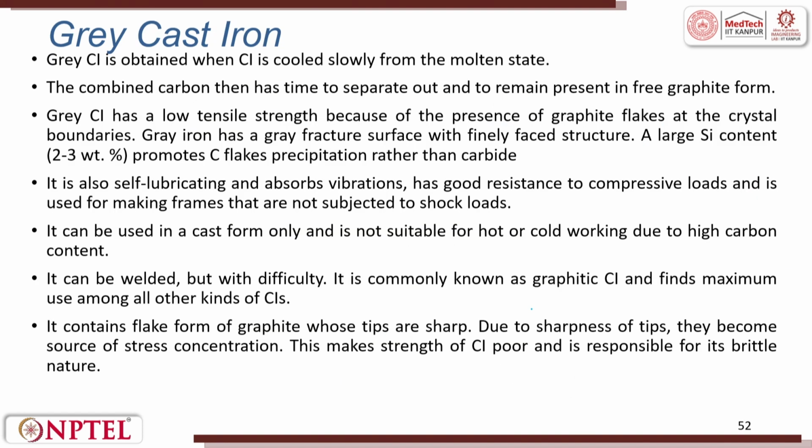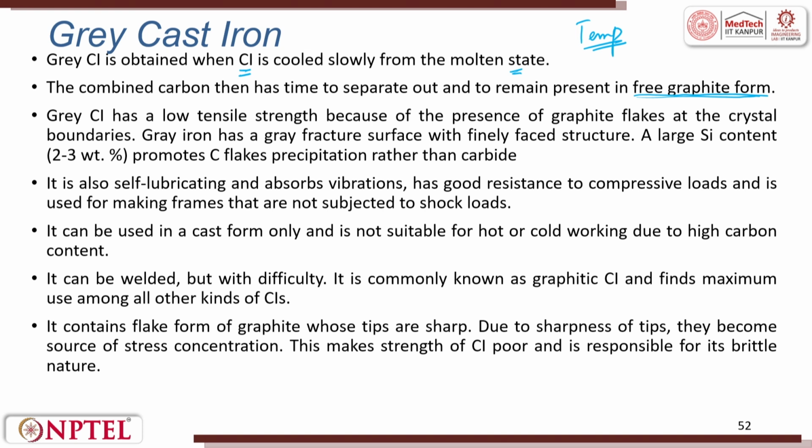The grey cast iron is generally obtained when CI is cooled slowly from the molten state. So, temperature is the only game changer which brings in all these modifications. Slow cooling leads to grey cast iron. The combined carbon then has time to separate out and remain present in free form. So, when it is slow cooling, the carbon has time to get separated out and it remains as graphite.